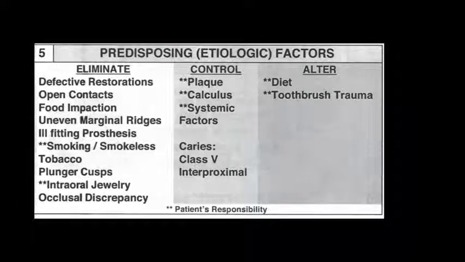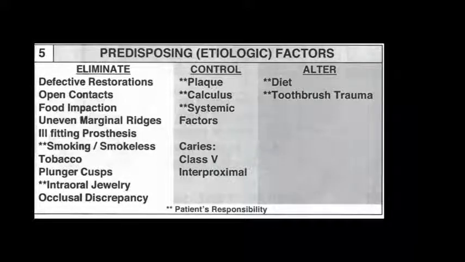We also need to think in terms of the predisposing factors, etiologic factors. Notice the number of those that can be eliminated. Defective restorations, overhangs, things like that, open contact, food impaction, uneven marginal ridge, ill-fitting prosthesis, and smoking or smoking tobacco. And these are totally under the control of the patient. Plunger cusp, intraoral jewelry, because a nail through the tongue can literally destroy the gingiva on the lingual or the lower anterior, and any occlusal discrepancies. But notice how many of those can be eliminated.